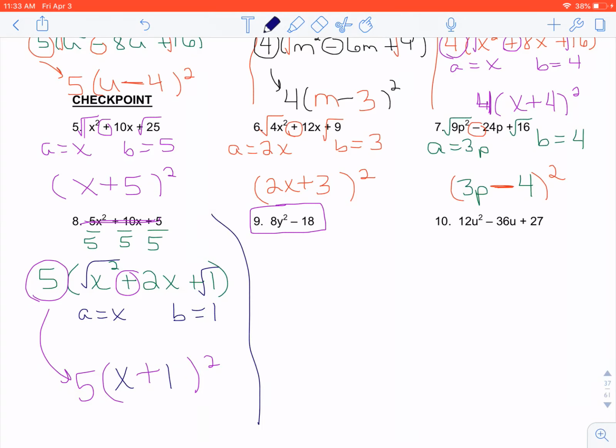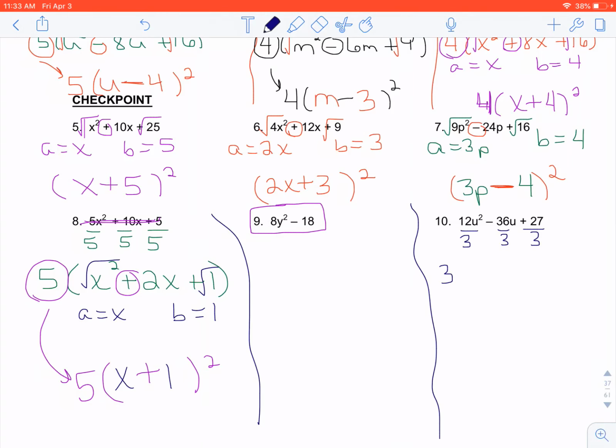I'm going to skip number 9. We'll come back to that since it's different than the other 5. Looking at number 10. First question, what is the GCF? So think 12, 27, 36. What are they all divisible by? Maybe 3.